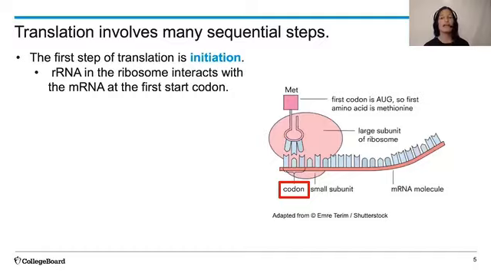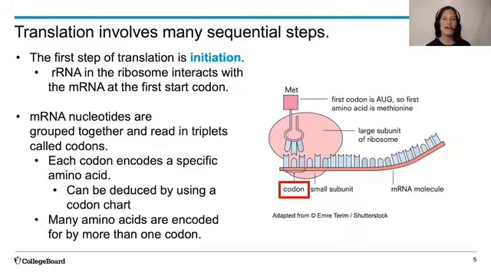Makes sense. In the initiation step, the rRNA of a ribosome is going to interact with the mRNA at the first start codon. So remember that mRNA nucleotides are grouped together and read in triplets. Each of these triplets is called a codon, and each codon encodes a specific amino acid. So we can tell which amino acid corresponds with which codon by using a codon chart. And when we look at that chart, what we're going to see is that many of those amino acids are encoded for by more than one codon.